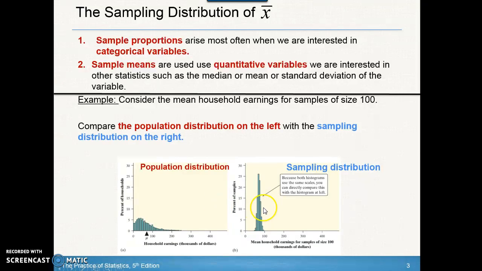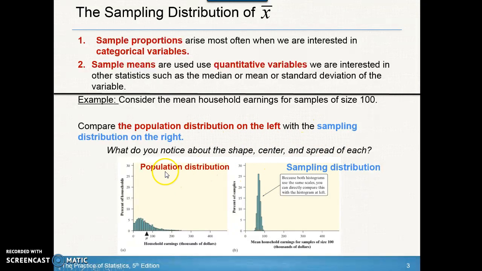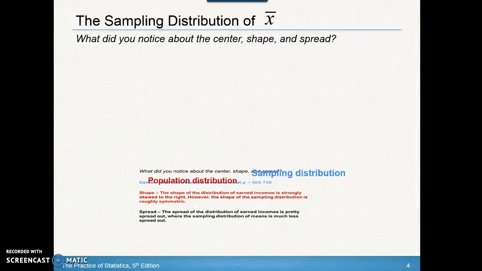And we're going to talk about what to do with that in upcoming slides. We're going to discuss in the upcoming slides what we notice about the center, the shape, and the spread of the population distribution versus the sampling distribution.